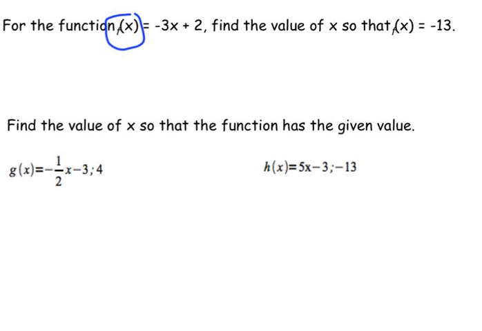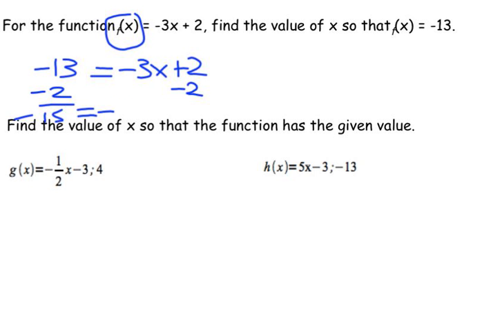But in this case, we're solving, because we already have the number for f of x. F of x is equal to negative 13, and that is equal to negative 3x plus 2. So we subtract 2 from both sides, and we end up with negative 15 is equal to negative 3x. So x is just going to be equal to 5.